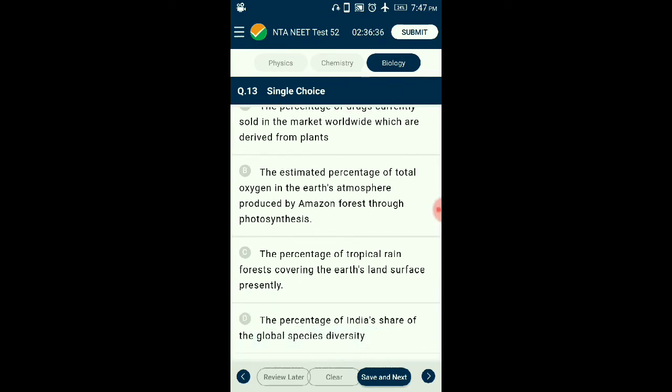Once covering more than 14% of the Earth's land surface, these rainforests now cover no more than 6%. Although India has only 2.4% of the world's land area, its share of the global species diversity is an impressive 8.1%. More than 25% of drugs currently sold in the market worldwide are derived from plants. The Amazon forest is estimated to produce through photosynthesis 20% of the total oxygen in the Earth's atmosphere. So the answer for this question is option C: the percentage of tropical rainforest covering the Earth's land surface presently.